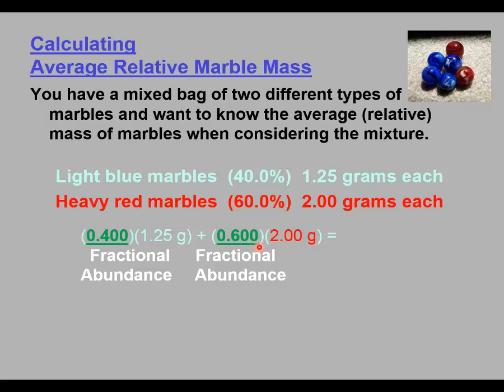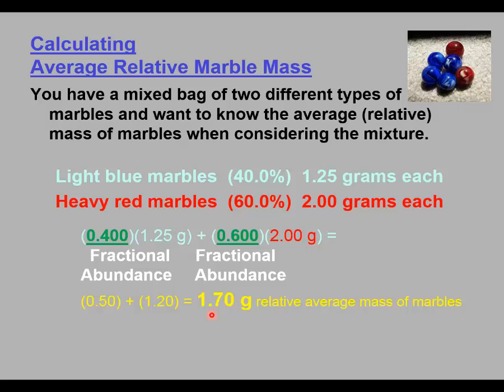If I add up these two terms, I find that the relative average mass of the marbles in my bag of marbles is 1.70 grams. And just as we had predicted, that's closer to 2 than 1.25 because there's a larger percentage of the heavier marbles in my sample. So on the periodic table, this is also telling us which of the isotopes is present in a larger amount, with respect to which possible isotope mass we're closer to.